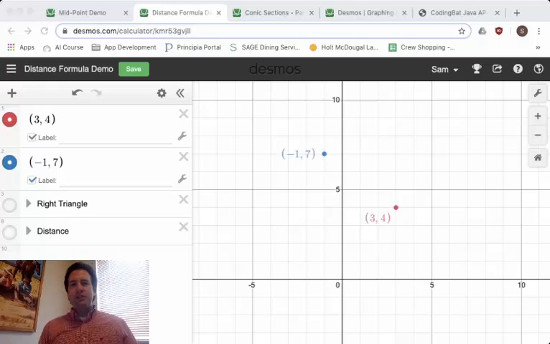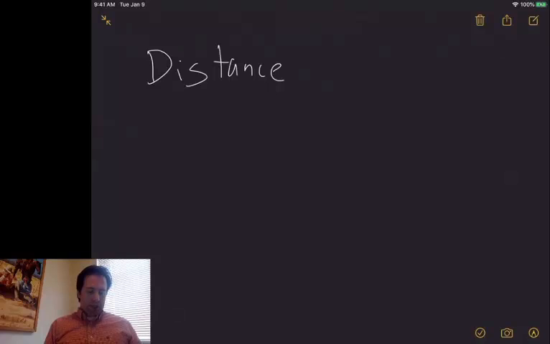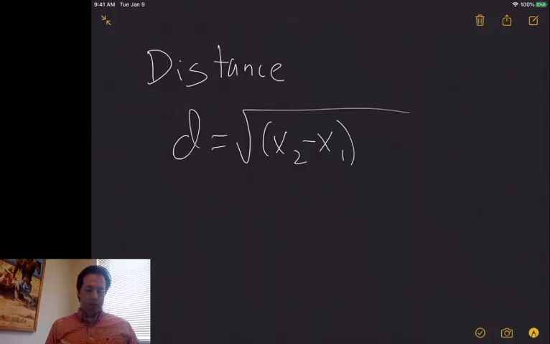Now, it's always easy to find the distance between 2 points that are connected on the same line horizontally or vertically, but we have this diagonal here. And so with the distance formula, what we're really doing is using the Pythagorean theorem. So the distance formula: d equals the square root of x2 minus x1 squared plus y2 minus y1 squared.